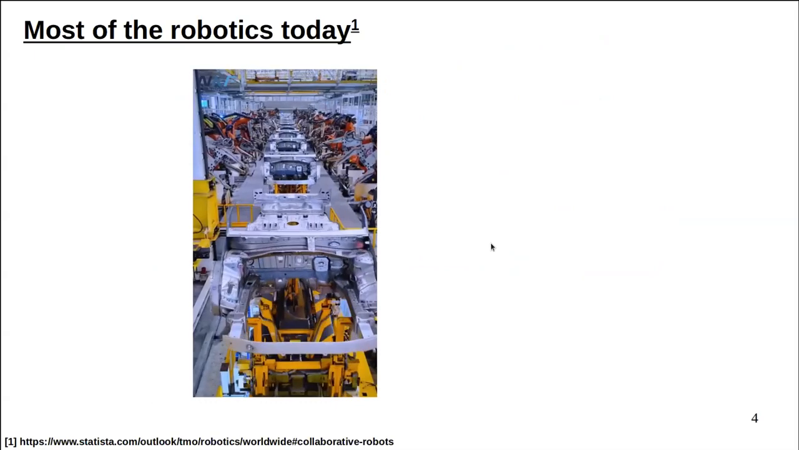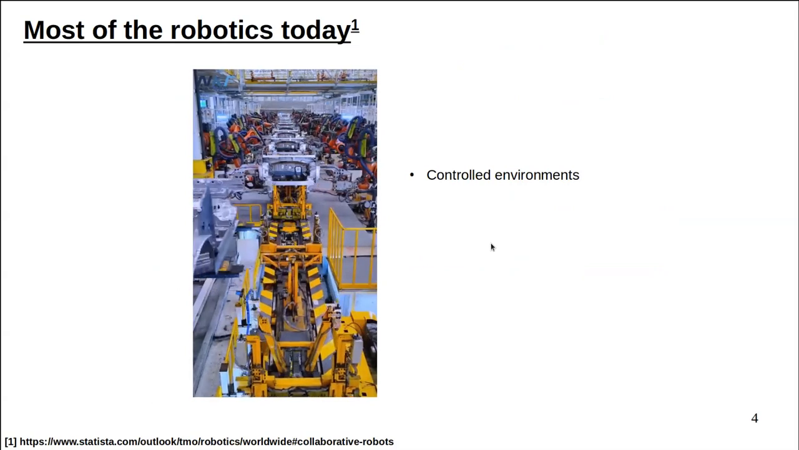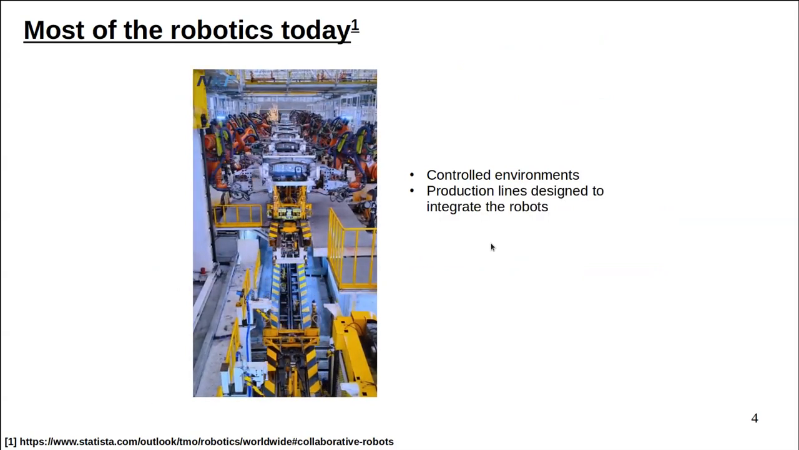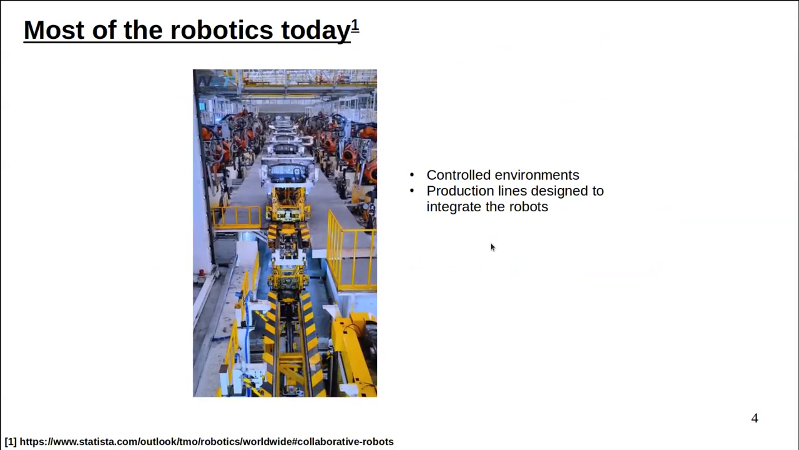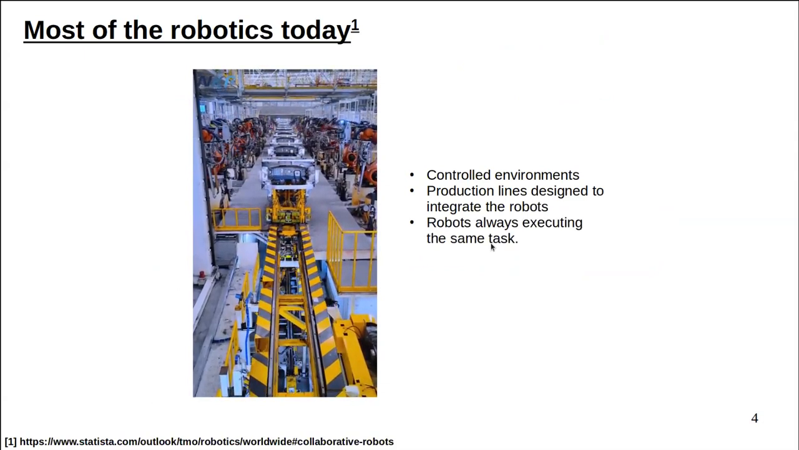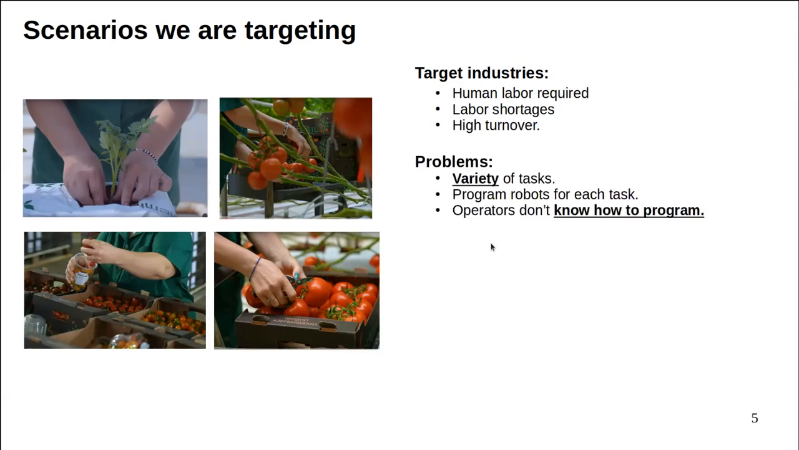Today, most of the robotics in the industry is deployed in controlled environments. Usually robots are integrated on production lines designed to integrate the robots. Those robots are usually always executing the same task, and they are programmed by engineers. However, during this PhD, we wanted to target industries that still require human labor and that might face labor shortages or high turnover, for instance.